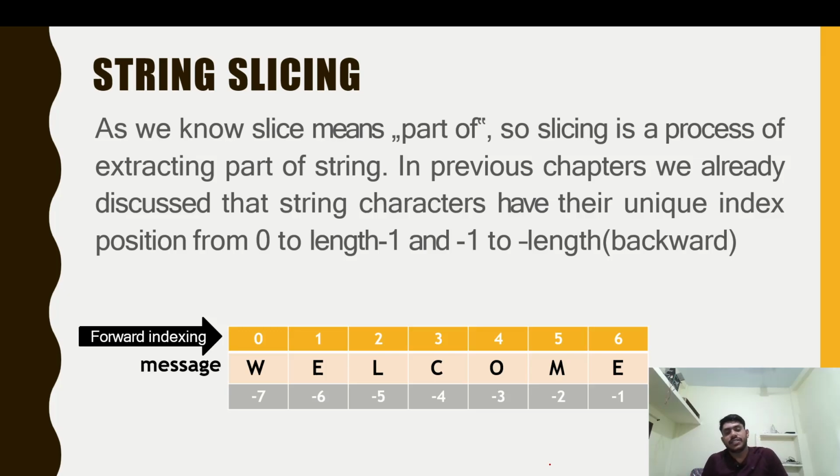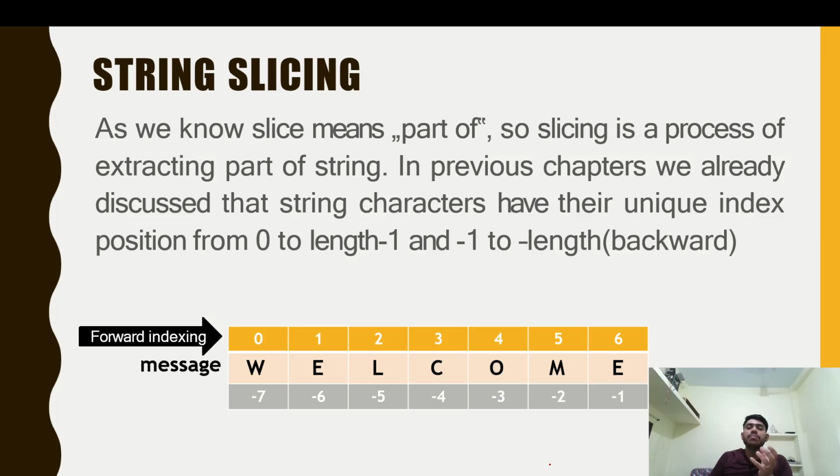Then string slicing. So, what do you mean by slicing? As you know, slice means a part of a particular string. One string we have taken, and we have known the indexing process. You can see it very clearly. Welcome, they have written, and they have given both sides of indexing. One is forward indexing, another one is backward indexing. Forward indexing will start from 0, backward indexing will start from -1. So, when we slice, we can extract a part of a string. Slicing is a process of extracting a part of a string.